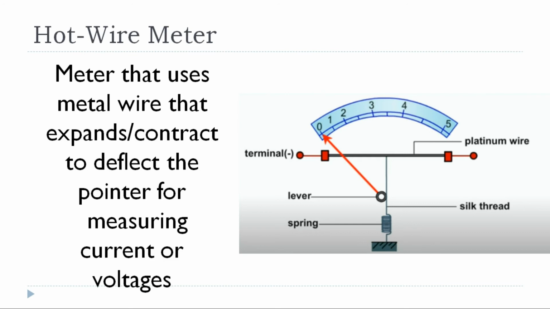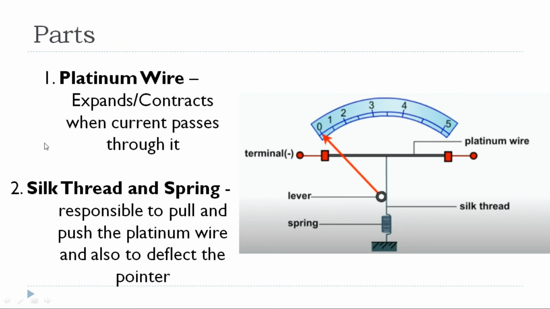Okay, last type of analog meter, which is the hot wire meter. This meter uses a metal wire that expands and contracts to deflect the pointer for measuring current or voltages. The two main parts are the wire, the platinum wire, which expands or contracts when heated or cooled, that is its property, when current passes through it. And the second is the silk thread and the spring, which pull and push the platinum wire and also deflect the pointer.